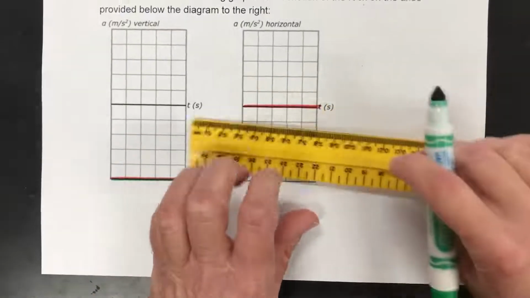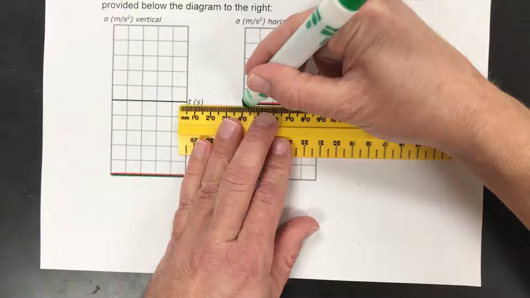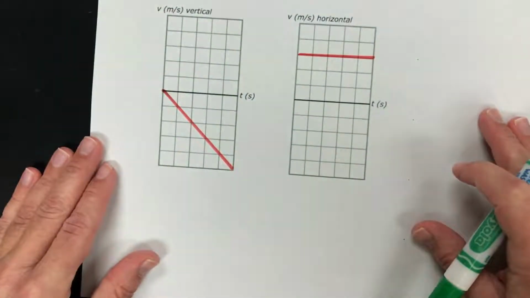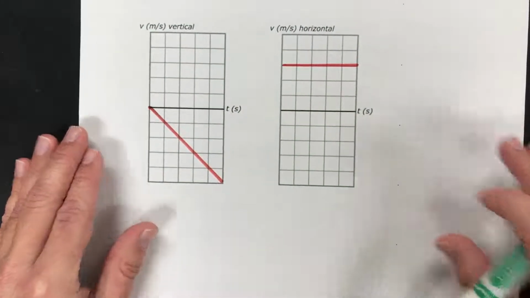And even if you throw it at an angle, there's still not going to be any horizontal acceleration, so right there on top, exactly the same. All right, let's look at the velocity graphs. So this time, what's going to happen?